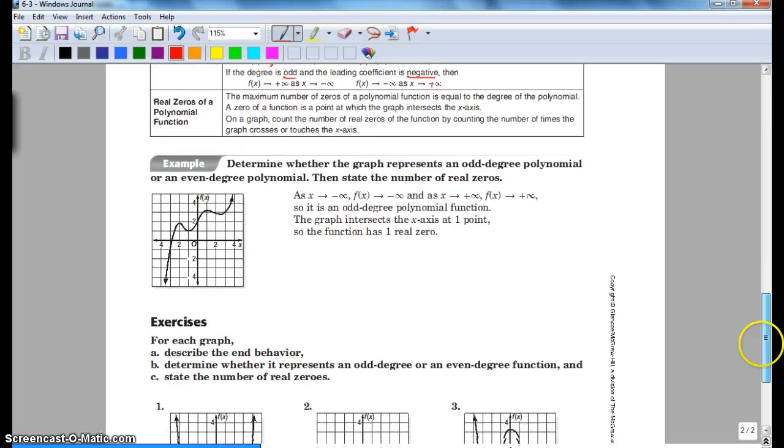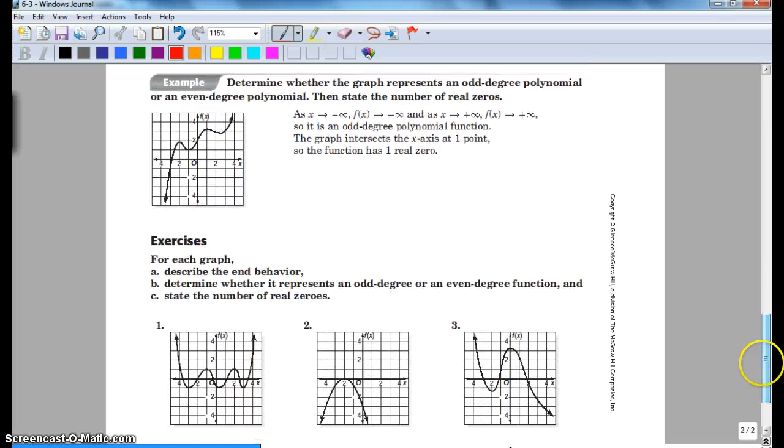Let's move on to this example. Determine whether the graph represents an odd degree polynomial or an even degree polynomial. Then state the number of real zeros. So as we can see, this curve from left to right starts to move up, dips down, back up again, down, and then up as it finishes its end behavior. And that's really what we're referring to when we look at end behavior. It's where the graph finishes in both directions.